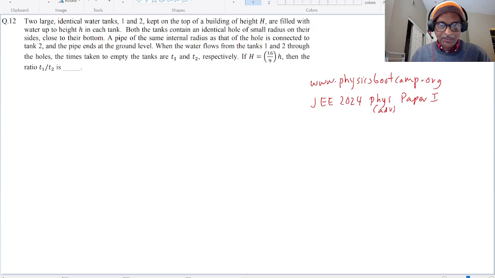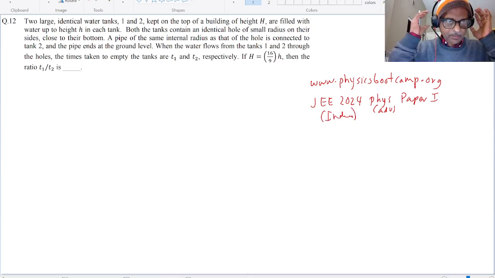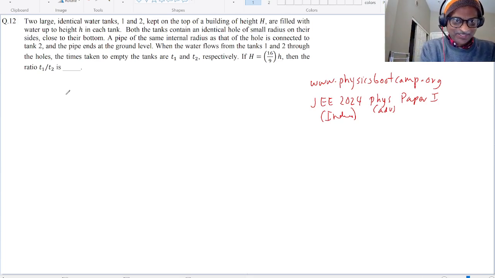So these are the problems we are doing from the JEE exam in India. This 2024 exam, and it's paper one. So let's see. This is actually a very interesting problem, and I've given various versions of this problem in my tests.